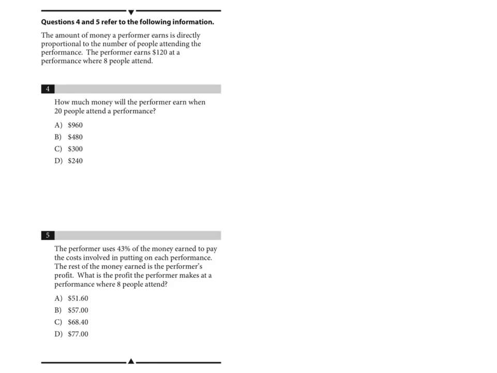Problems 4 and 5 deal with this information. The amount of money a performer earns is directly proportional to the number of people attending the performance. The performer earns $120 at a performance in which 8 people attended.